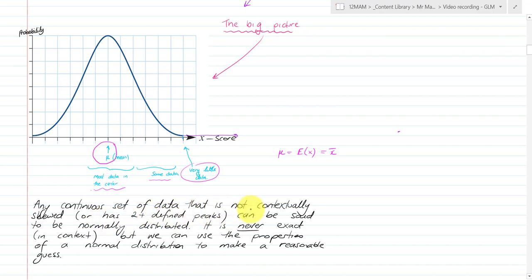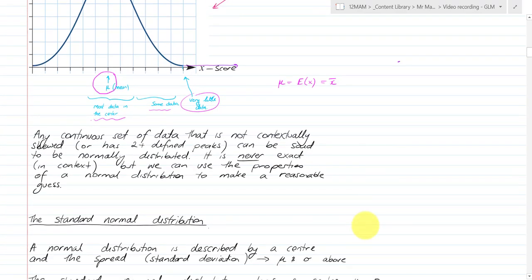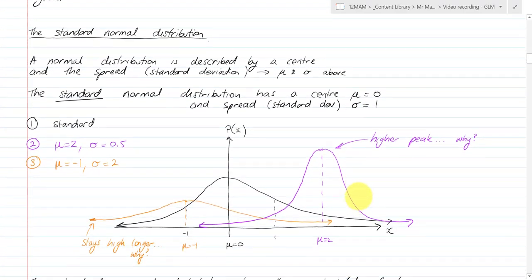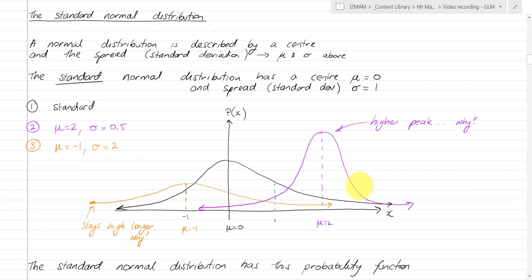So any continuous set of data that's not contextually skewed or has 2 or more defined peaks can be said to be normally distributed. It is never exact, but we can use the properties of a normal distribution to make a reasonable guess. And this is, of course, for continuous data only. So let's talk about the standard normal distribution. A normal distribution is described by a center and spread.